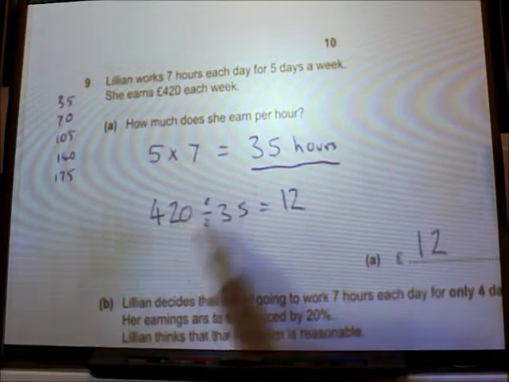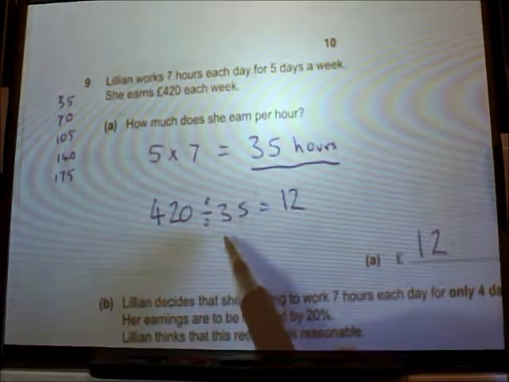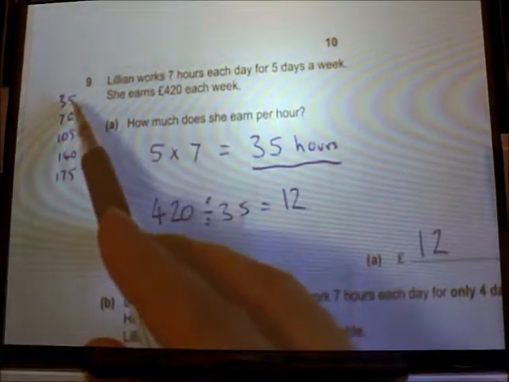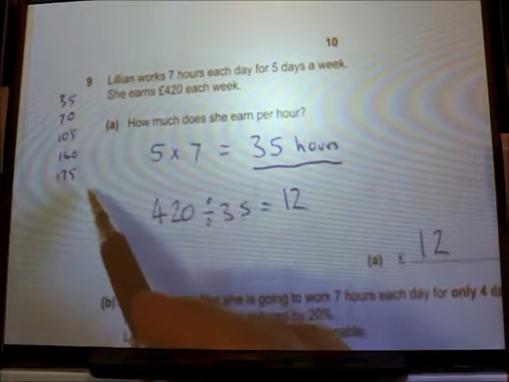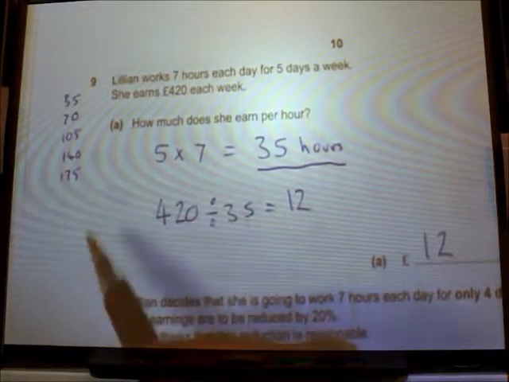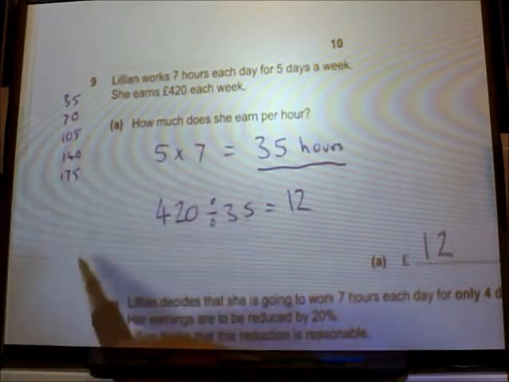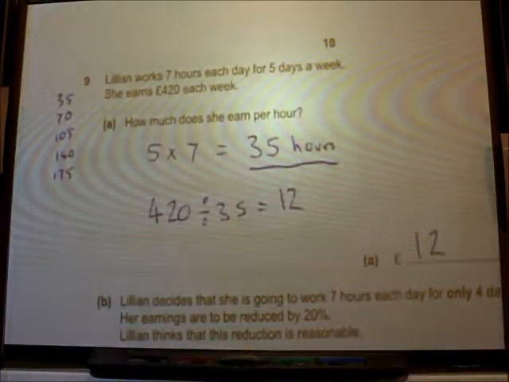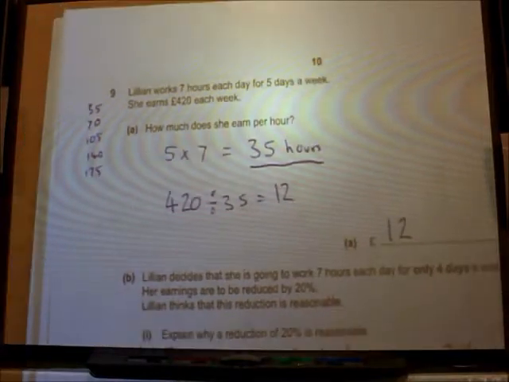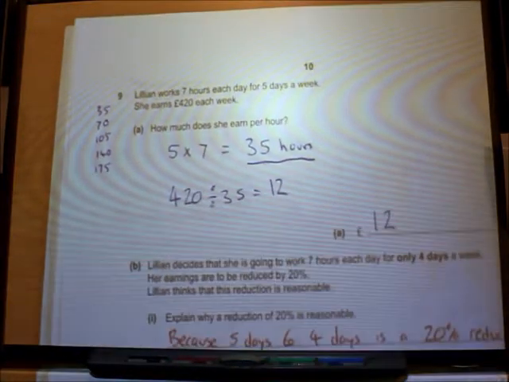It's a bit tricky with a bus stop. Obviously, it's a non-calculator paper. You can count up in 35s, and I've started writing it down here just to show you that you could do that. If you keep going like that, adding 35 each time, it'll happen 12 times. So you need to be able to work out 420 divided by 35. Count up in 35s if you're not sure.